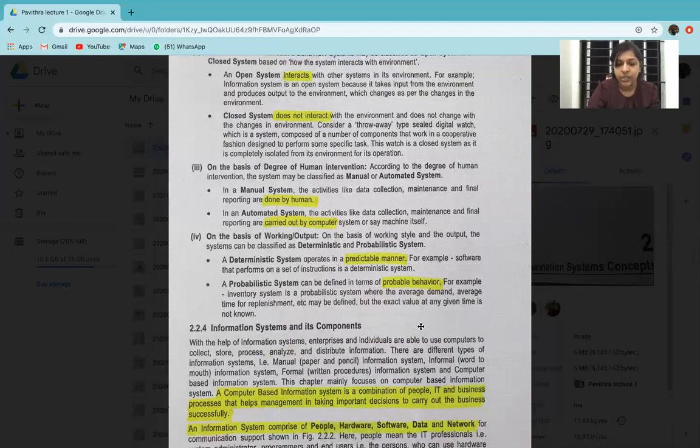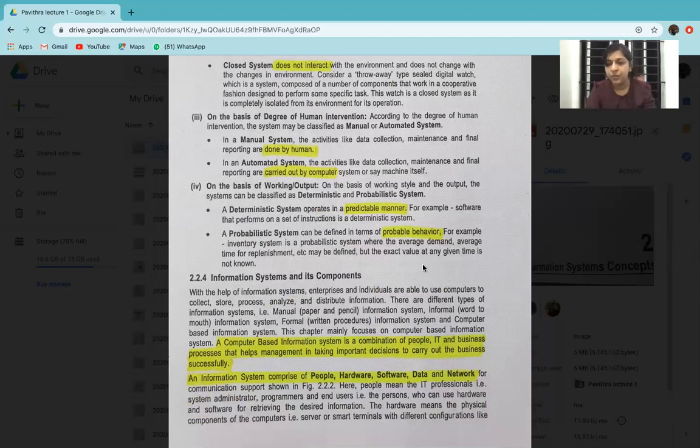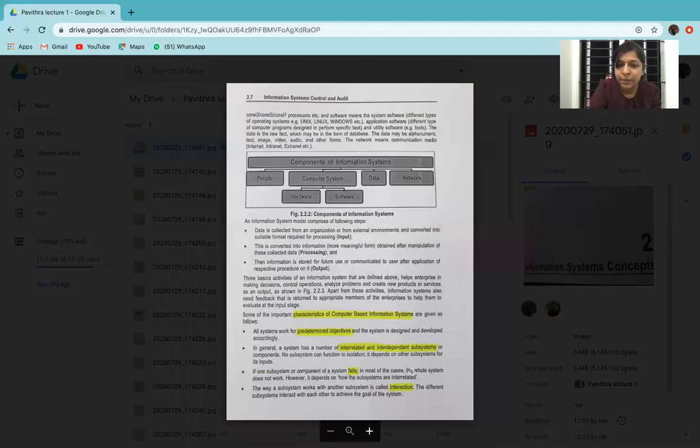Next is a very interesting concept, which is a computer-based information system. What is a computer-based information system? It is a combination of people, IT, and the business processes. So the information system comprises people, hardware, software, data, and network. Say it with me: it comprises people, hardware, software, data, network. CBIS comprises hardware, software, people, data, network. That's all about CBIS, and that is given in the chart here.